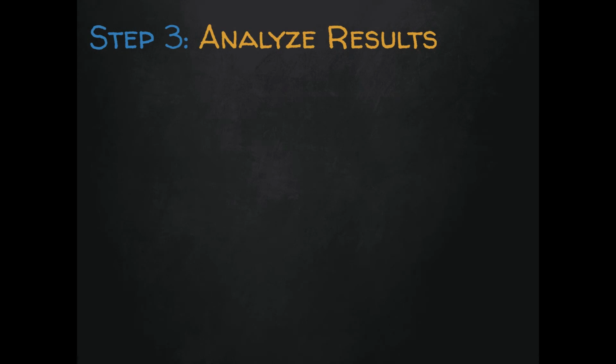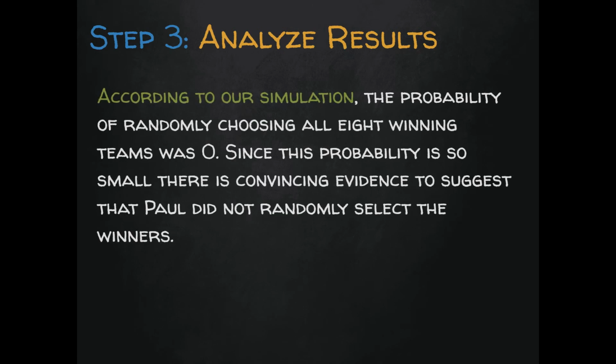Is Paul psychic? Or is there evidence that Paul is psychic? Well, we would have to say here that according to our simulation, and it's important that we say that since this is based on data from our simulation, the probability of randomly choosing all 8 winning teams was 0. Since this probability is so small, there is convincing evidence to suggest that Paul did not just randomly select these winners.